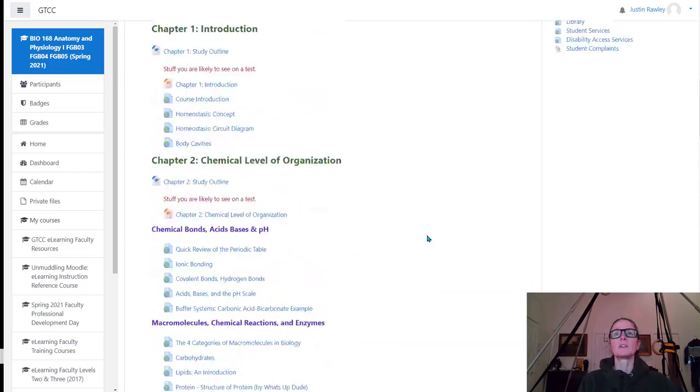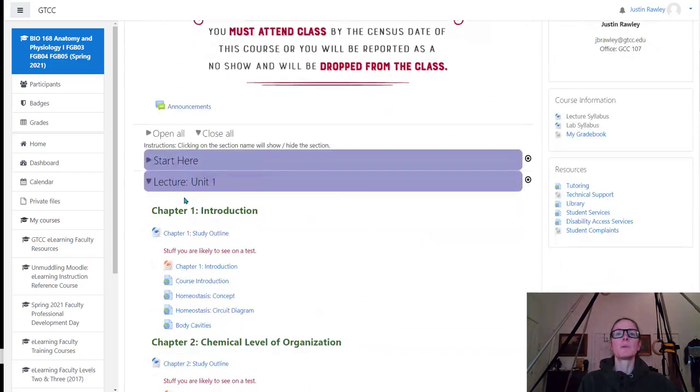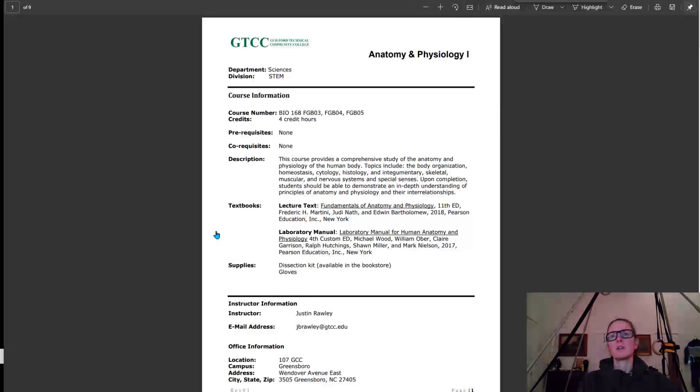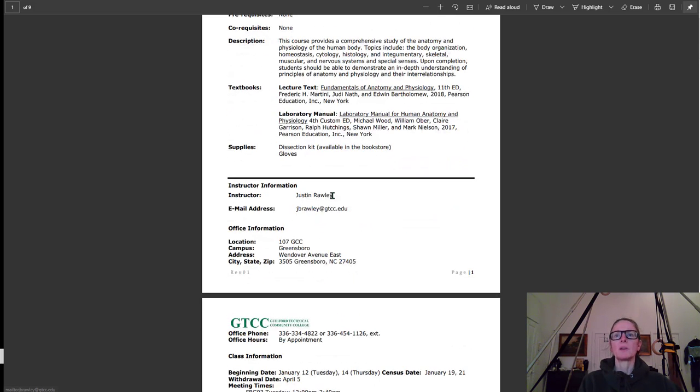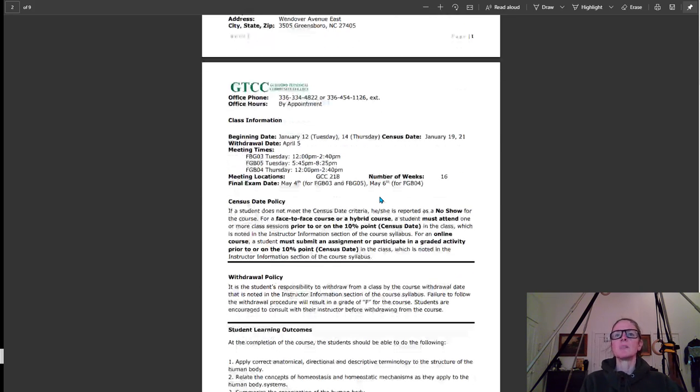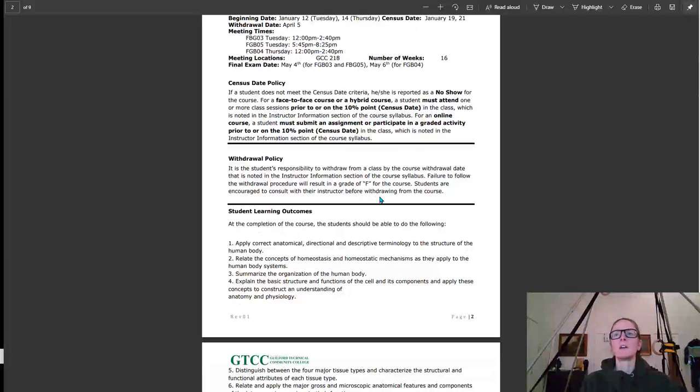Now, let's take a look at the syllabus. So I'm going to go back up here to start, and we're going to look at the lecture syllabus first. And this is important because it not only gives you the background for the course, what textbooks you need, what supplies you need, but also gives some information about me, where to find me. So my office is Greensboro Campus Center 107. And I am probably most easily reached at my personal phone number, which is given in the Moodle shell. So you'll find it there underneath my picture.